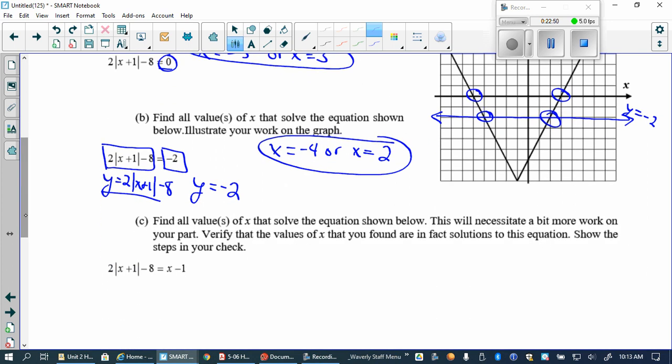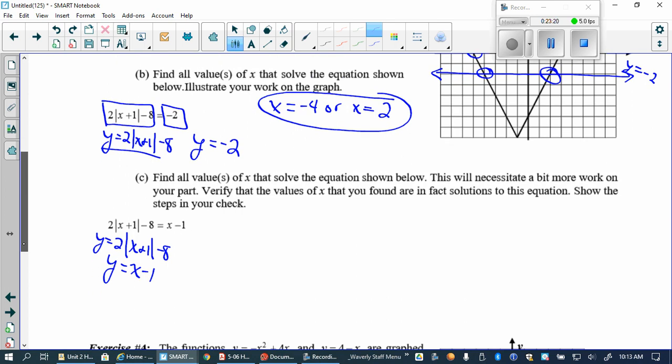All right, let's look down here. Find all values of x to solve this equation. Now we'll have a graph which is already up there: y equals 2 times absolute value of x plus 1 minus 8. And what's the other graph? y equals x minus 1. Yeah, I got it right. So let's graph this.